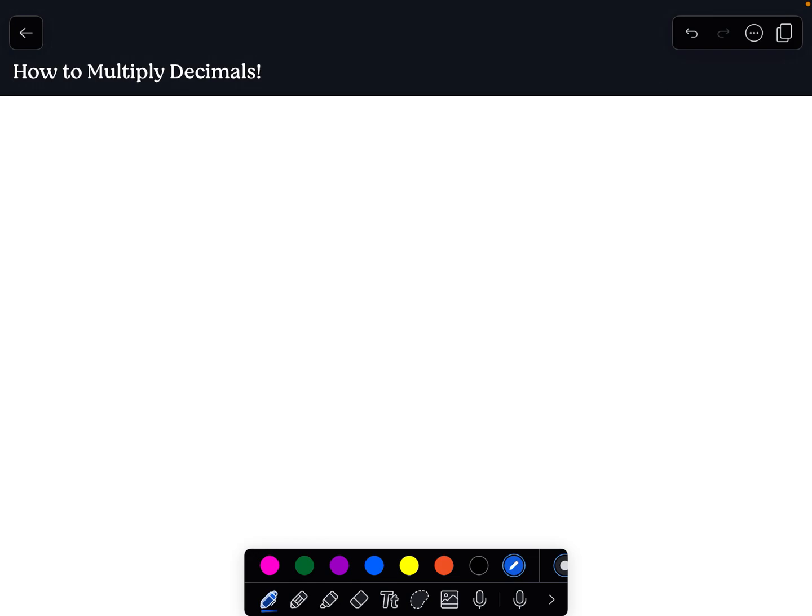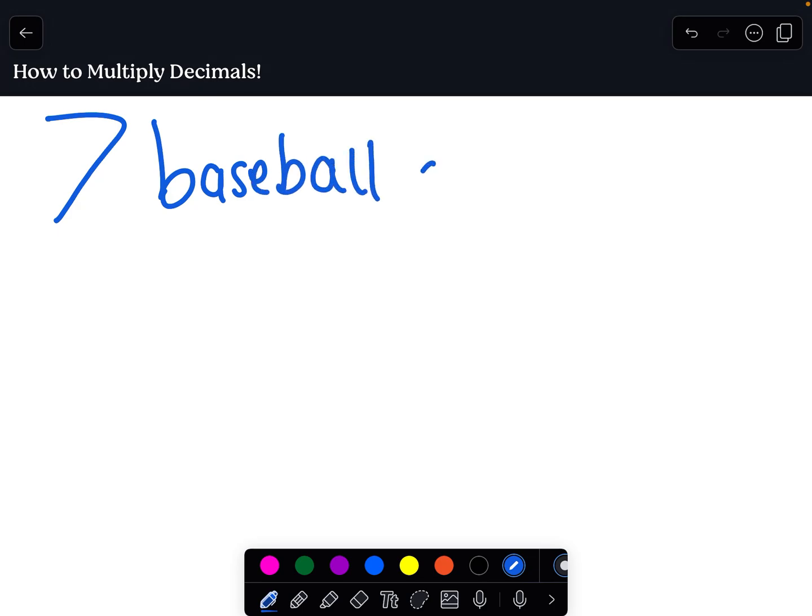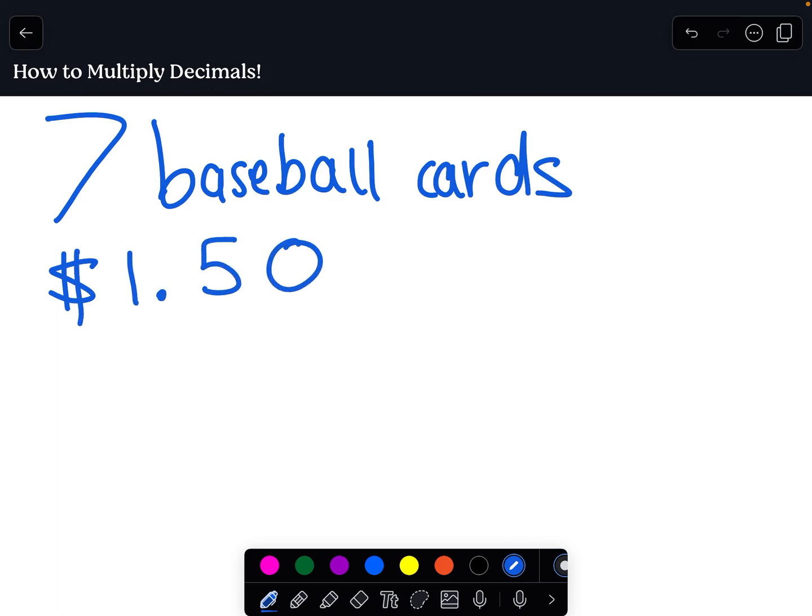I have a student who collects baseball cards, all right? Now let's just pretend this student wants to add to his baseball collection and wants to buy 7 baseball cards at the store. He's at the store, he wants to buy 7 baseball cards, and each baseball card costs $1.50. Well, we've got a decimal here.